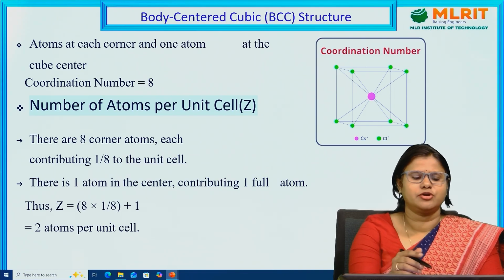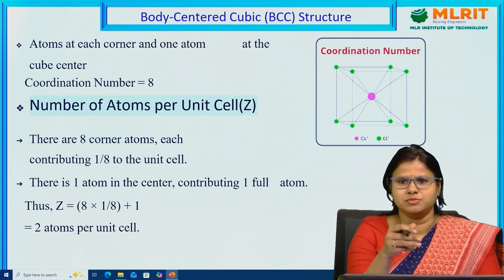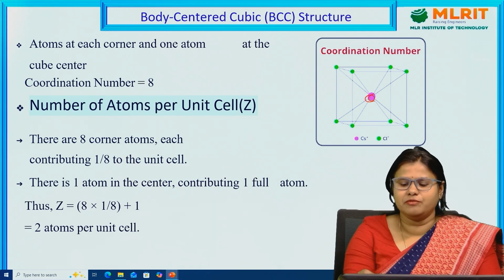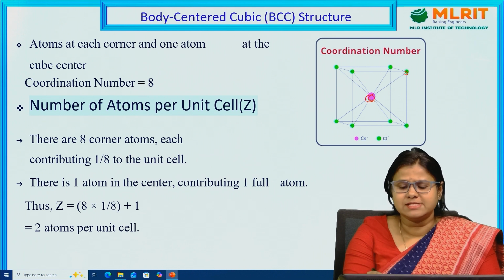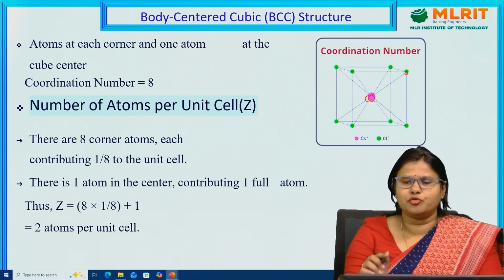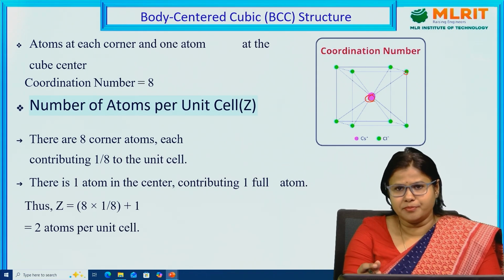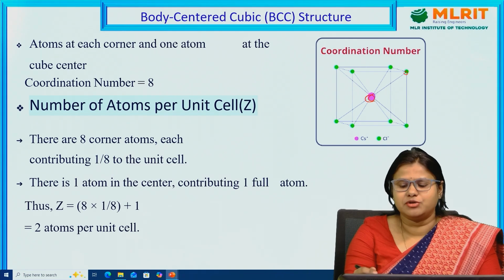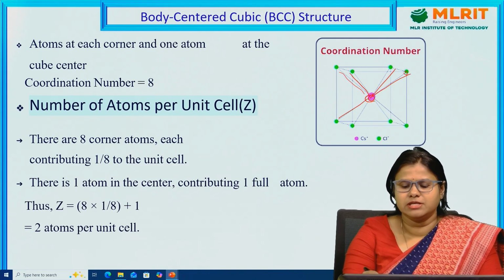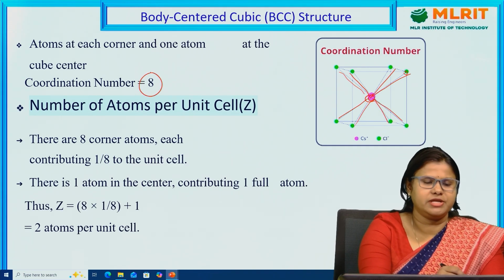Next, let's talk about body centered cubic crystal system. From the name itself, we can say that we have one atom in the center of the body. So in a cubic cell, we have atoms at each corner of the unit cell. In addition to that, we have one central atom located at the center of the cube. Here the coordination number, which is the number of nearest neighbors, is like the 8 corner atoms will be the nearest neighbors. So here the coordination number is 8.